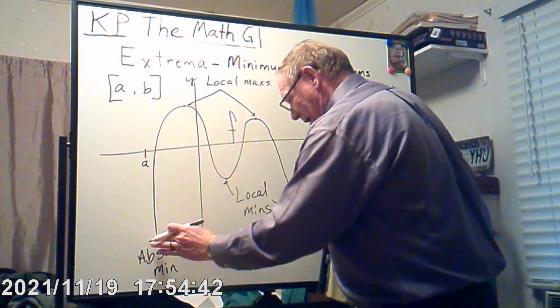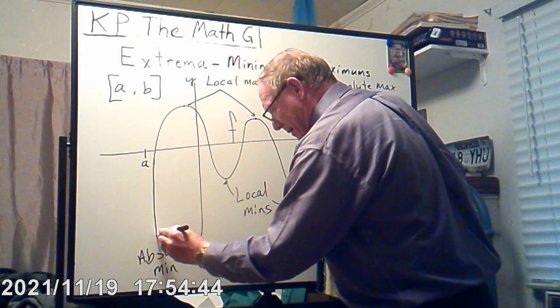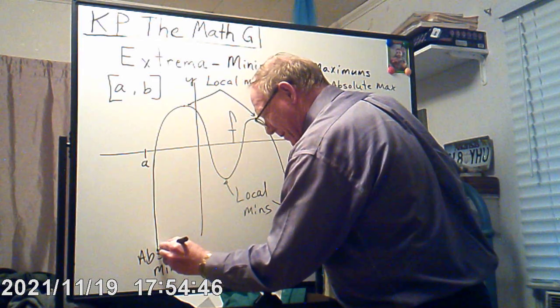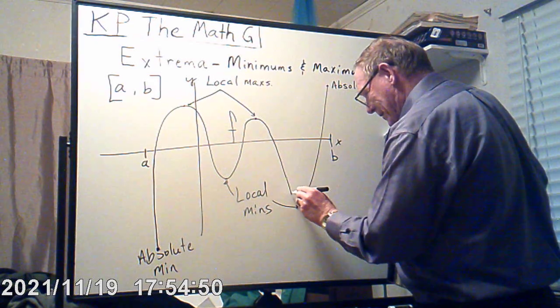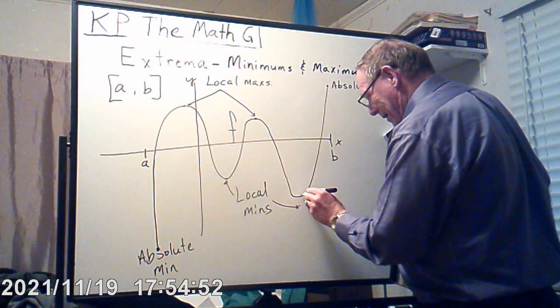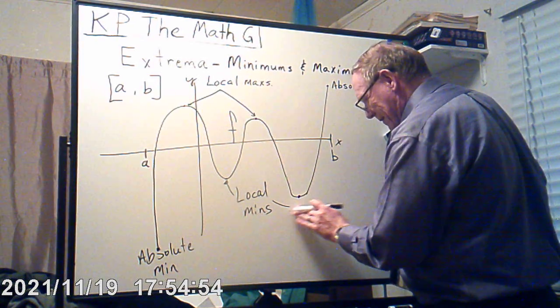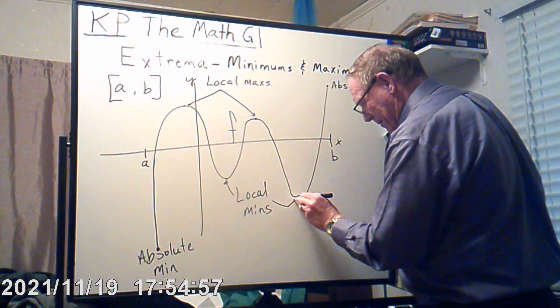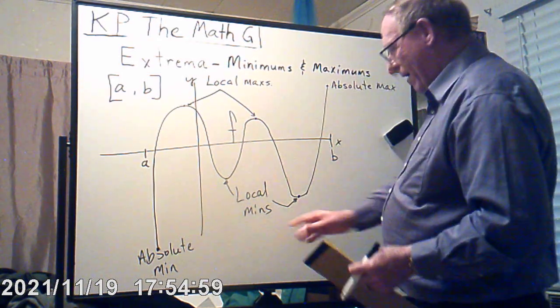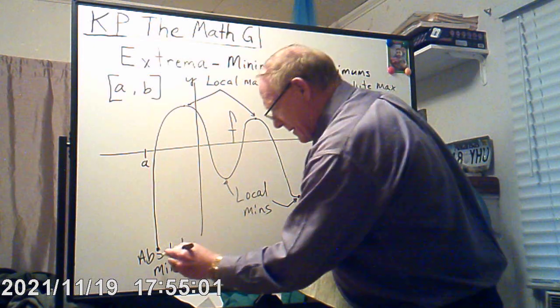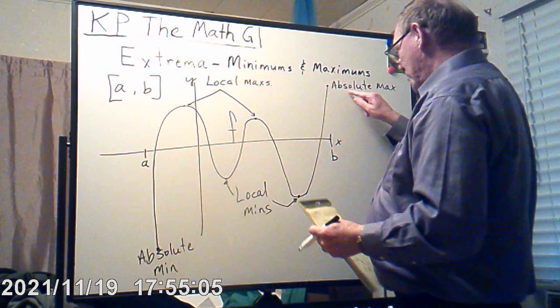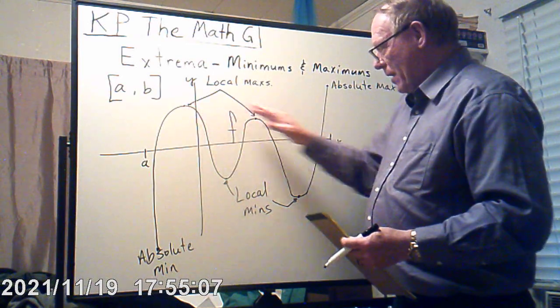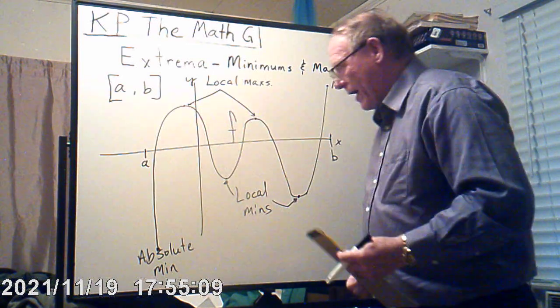Matter of fact, just to make it look a little bit better, let's go a little further down, and we can make this one go a little further up. Okay, all right, there we go. And we'll just move our arrow right there. Now we see that this is an absolute min, an absolute max, local maxes, local mins.